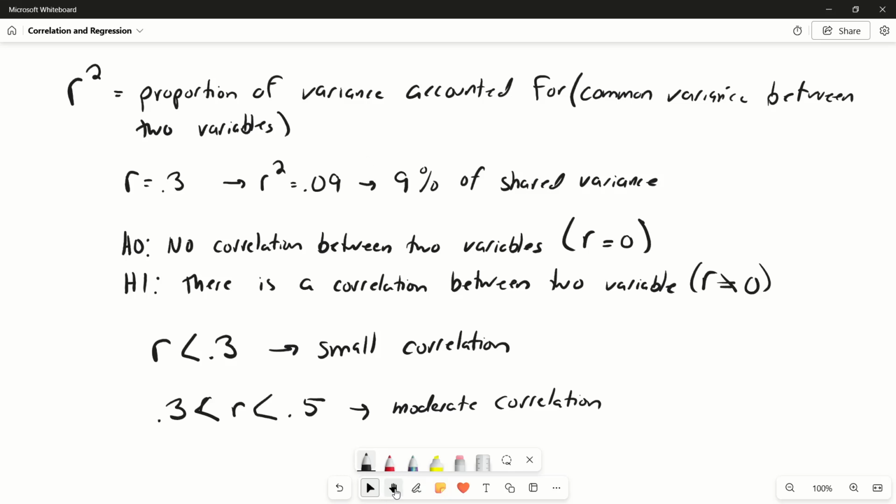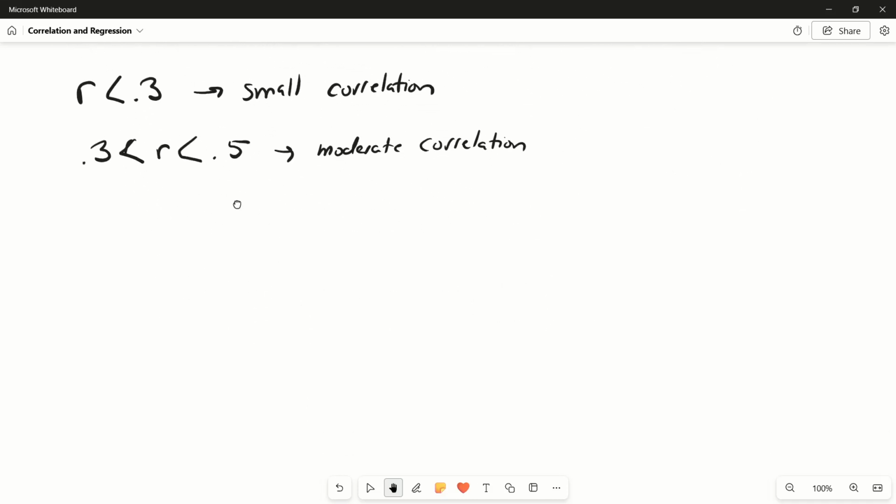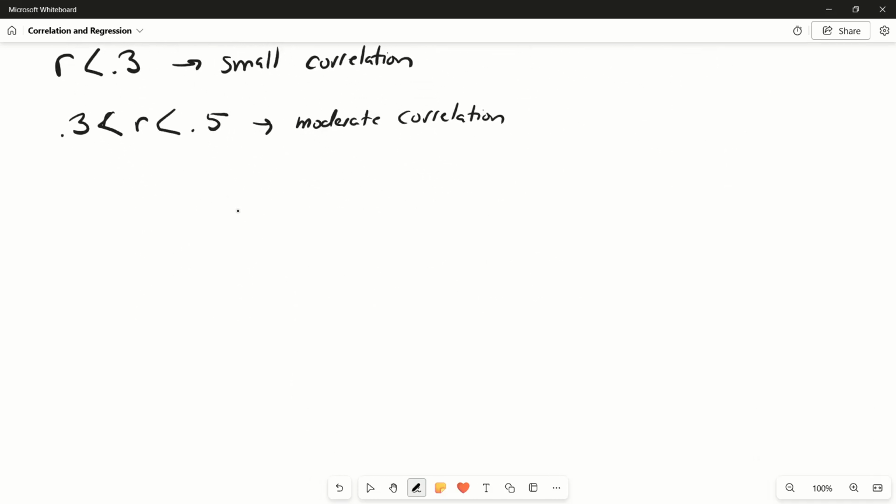And the other situation is large correlation here. So anything greater than 0.5 you can consider a large correlation, especially in psychology. If this was a different field, I would make this bigger. But in psychology, if you get 0.5, that's pretty damn good. I'm thrilled with 0.5 in any kind of research study.